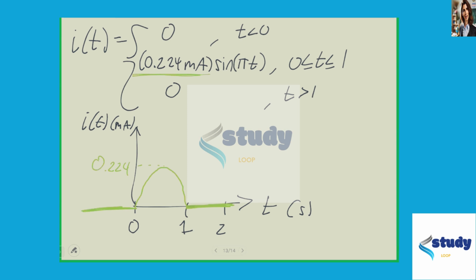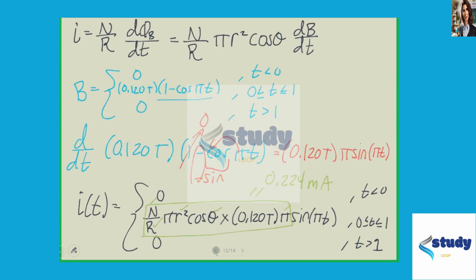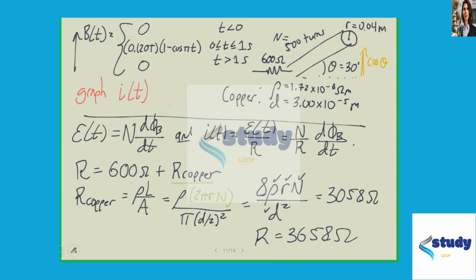So we also have to determine the direction of the flow of the current. So to do that, let's go back here to the diagram. So if you look at the magnetic field, is that increasing or decreasing? Well, if you draw a graph of 1 minus cos pi t, it starts at 0 and it actually goes up. Okay, so the magnetic field is pointing up and it's increasing.